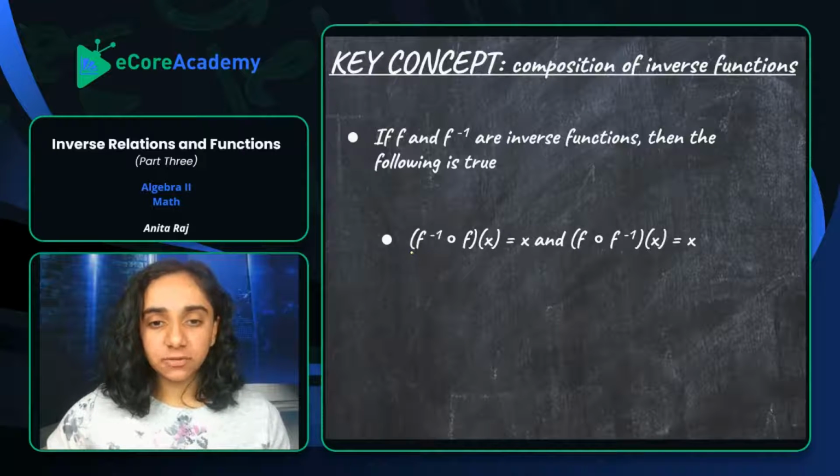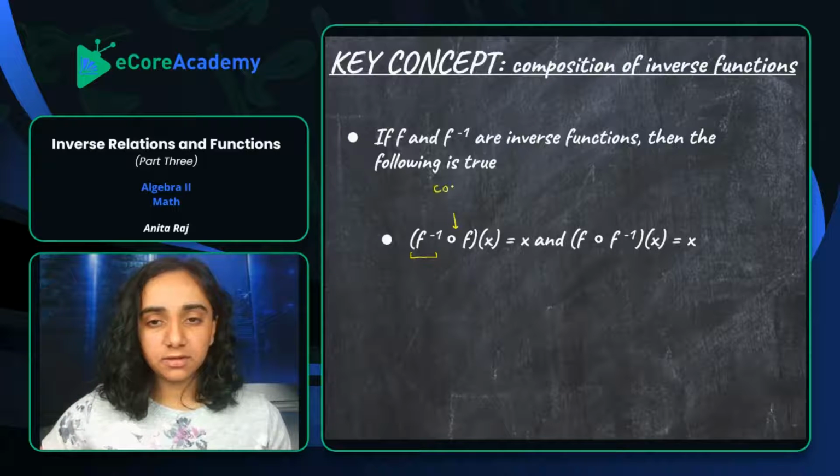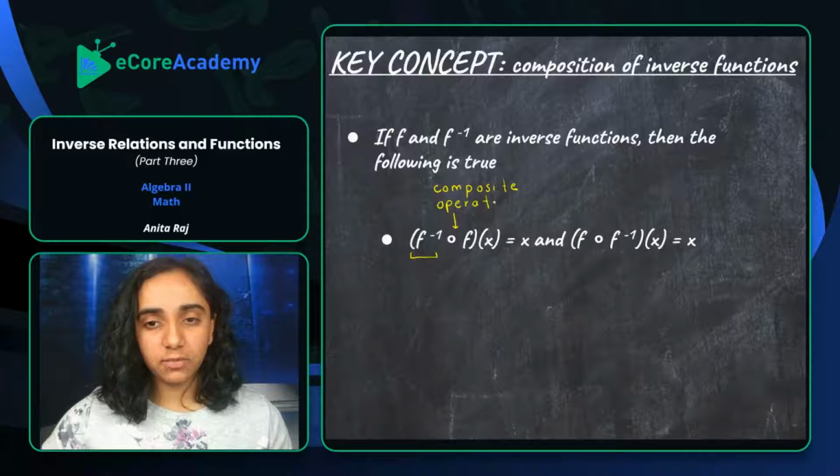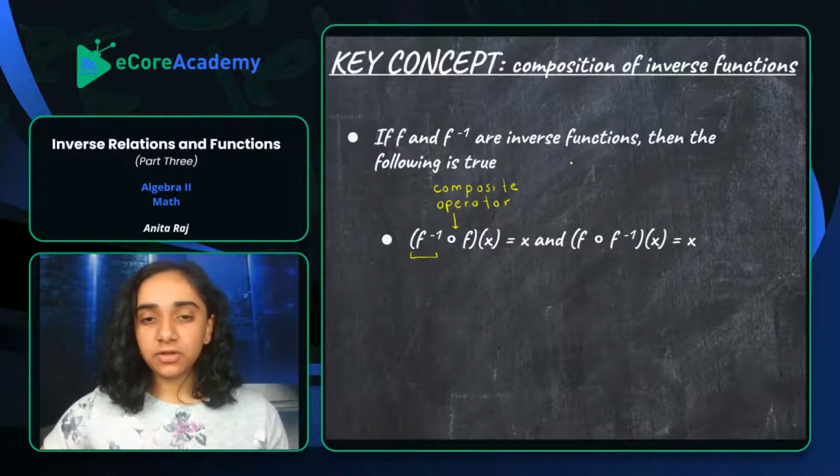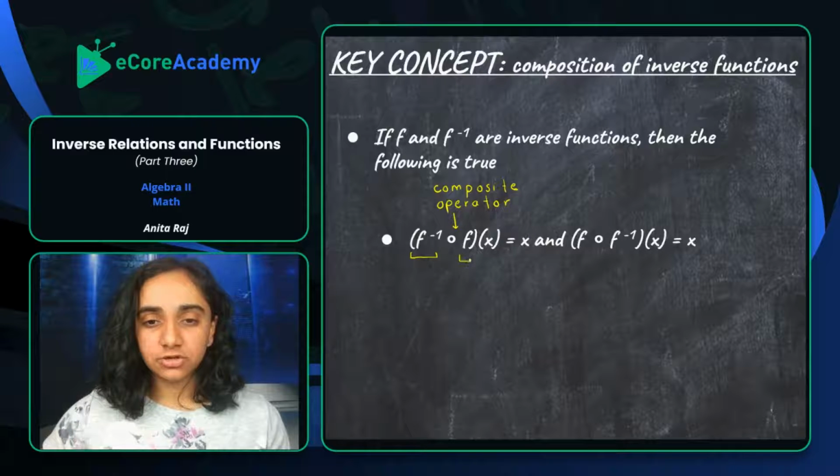We know this notation. Then we have this circle. What is this circle right here? Well, this is what we call a composite operator. I hope I spelled that right, operator. So that's a composite operator. And then after the composite operator, we have f, which is our original function.